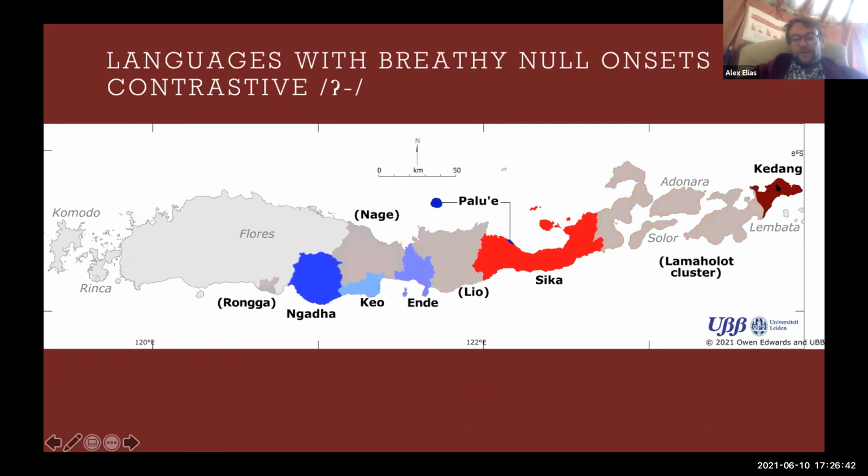It's just these ones. So Kedang, Sika, Palue, Ende, Keo, and Ngata. So geographically compact, but not necessarily contiguous. They're broken up in many places by languages which do not share this sound pattern. But so this is basically the lay of the land.